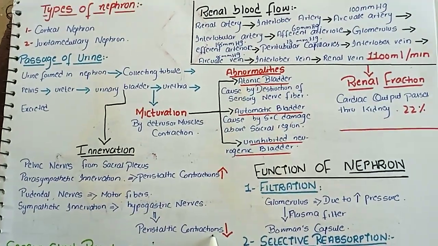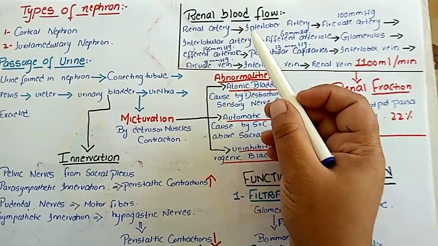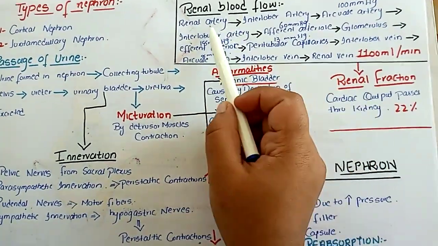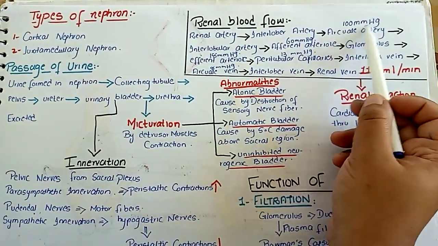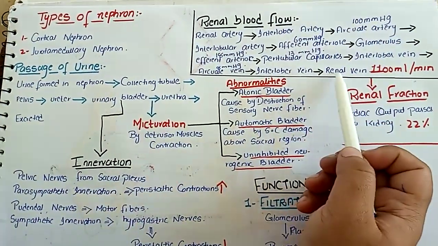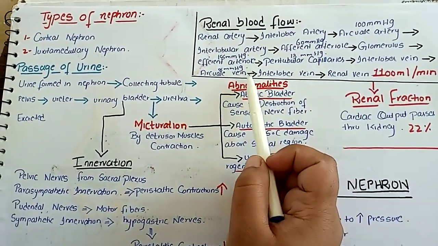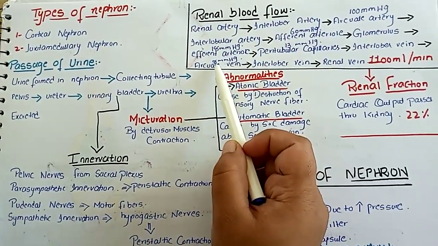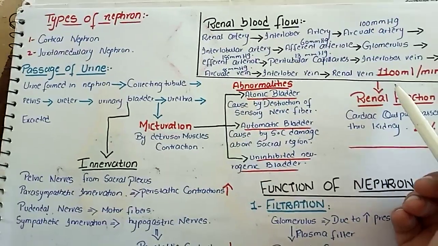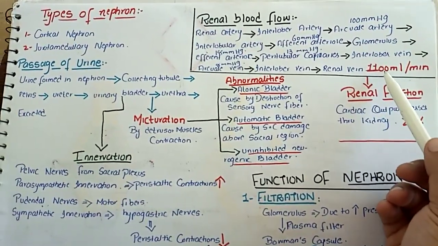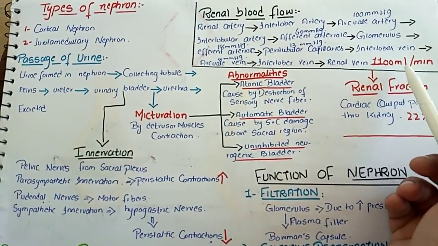Now I will explain the renal blood flow, which always starts from the renal artery, where the pressure is very high, 100 mmHg, and ends at the renal vein, where the pressure is very low, 8 mmHg. The normal rate of renal blood flow is 1100 ml per minute.